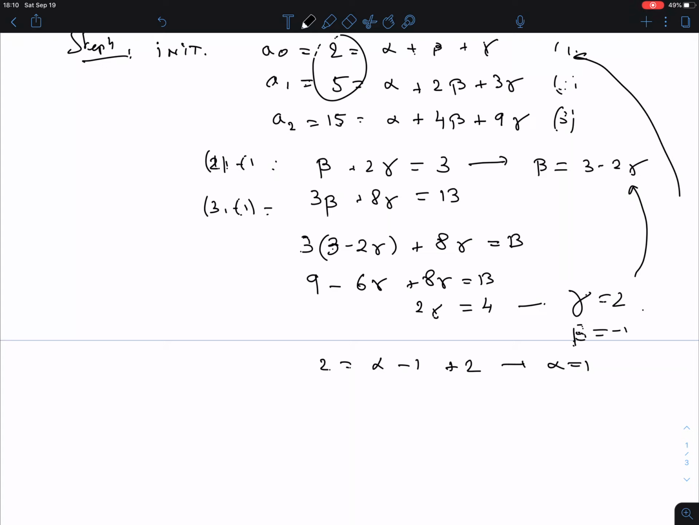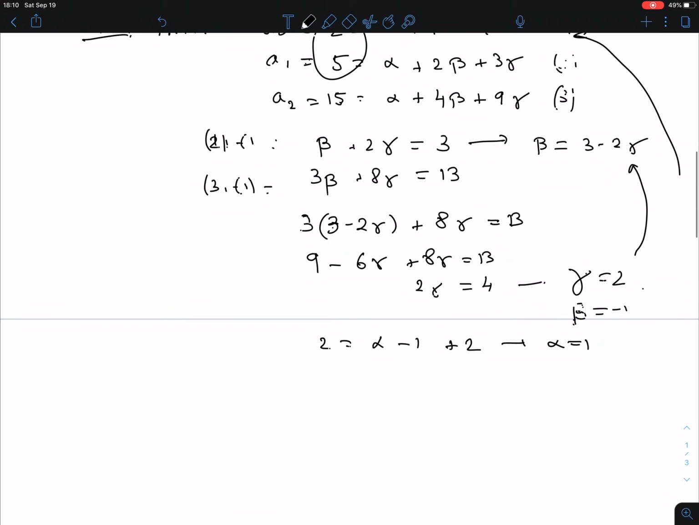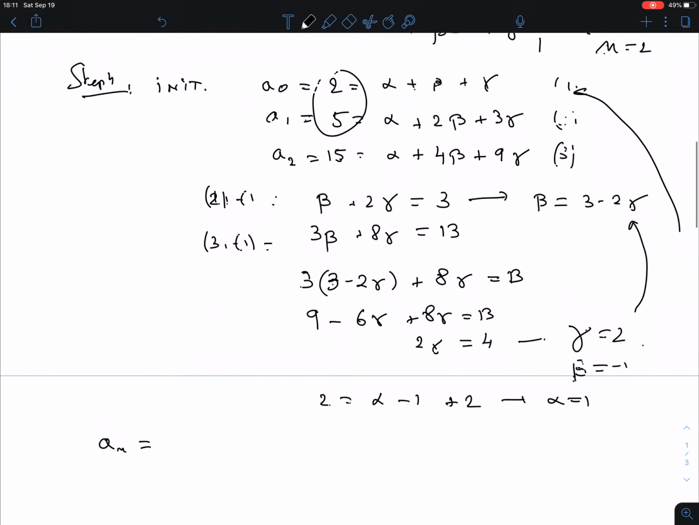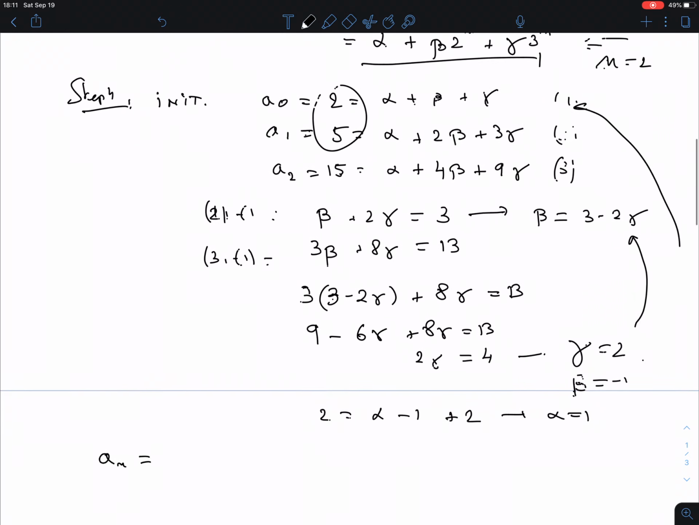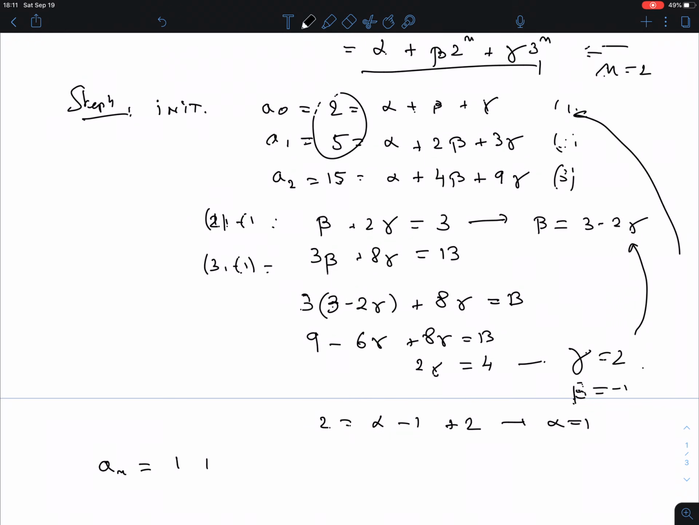Let me double check here that I did this correctly. 1 minus 1 and 2, yes, okay. So the solution, therefore, is alpha was 1, and so we go here, we have 1 plus that was negative 1, so minus.